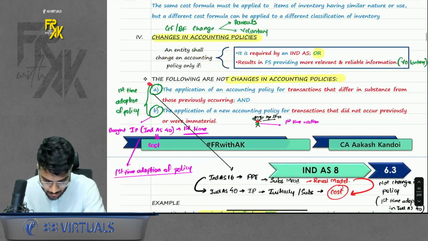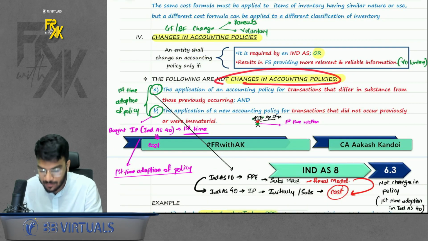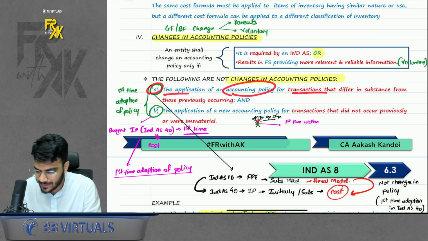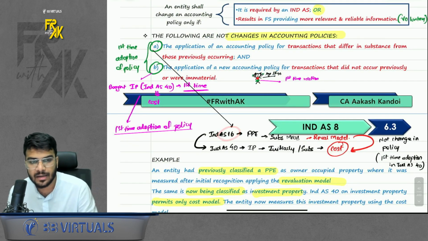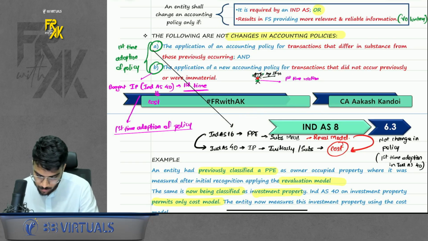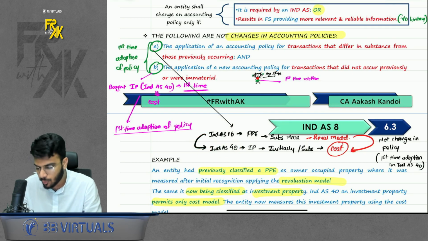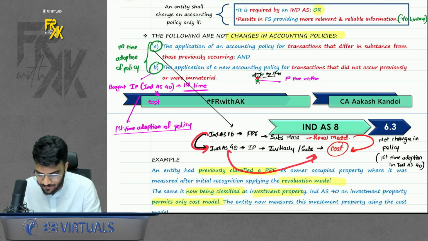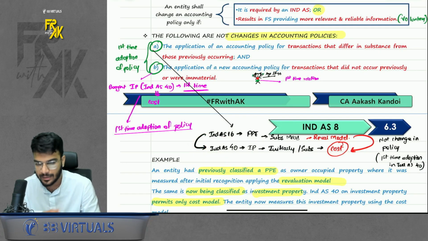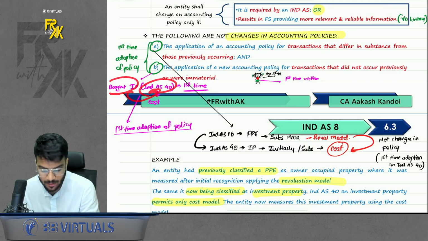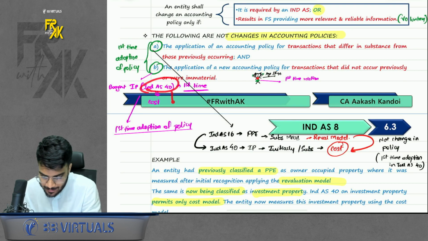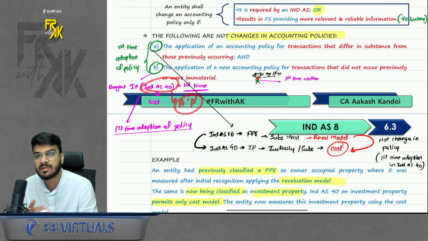In the following two cases, these are not changes in accounting policies. There are two examples given. First, application of an accounting policy for transactions that differ in substance from those previously occurring. In case you remember, I discussed: let's say, for example, you were under Ind AS 16 following the revaluation model. Now you shifted to Ind AS 40, where we have to follow the cost model. Once you reclassify your asset from one Ind AS to another Ind AS, and because of it the model is changing, it is not a change in policy, it is first-time adoption of a policy. Similarly, if you bought an Ind AS 40 investment property for the first time in your life, and you apply any accounting policy to it, this is not a changing policy, this is first-time adoption of a policy.